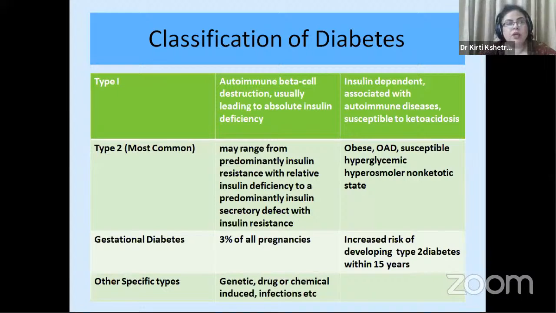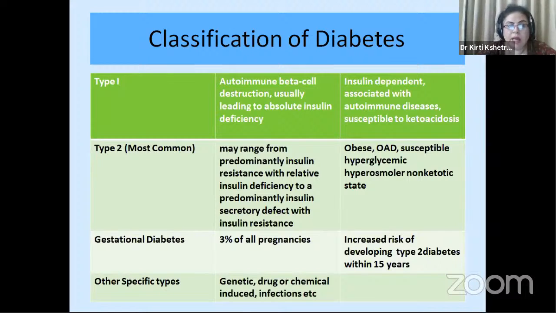Coming down to the classification, in type 1 there is an autoimmune destruction of the beta cells. Such patients are insulin dependent and are much more prone to ketoacidosis. Type 2, which is the most common type, ranges from predominantly peripheral insulin resistance with relative insulin secretion deficiency to predominantly insulin secretory defect with peripheral insulin resistance. They are managed by oral antidiabetic drugs. They are susceptible to hyperglycemic, hyperosmolar, non-ketotic state.